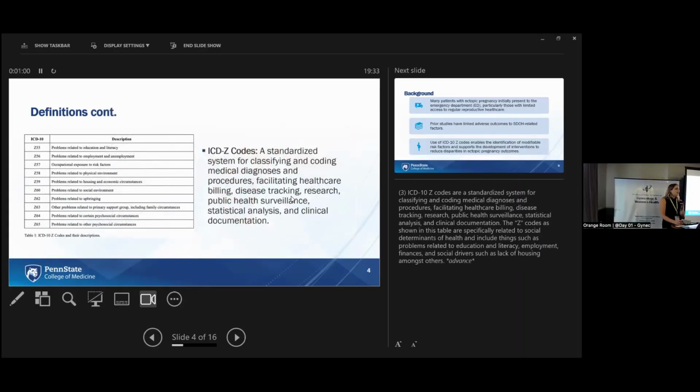Once again, we have our ICD-10 codes listed in the same table as before. Basically, these are used to represent social determinants of health when it comes to billing and coding practices within the ICD-10 system.